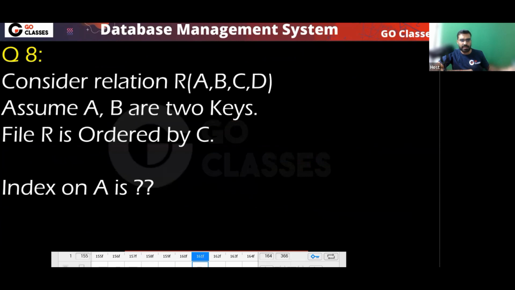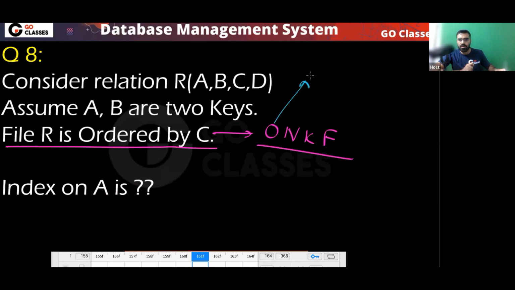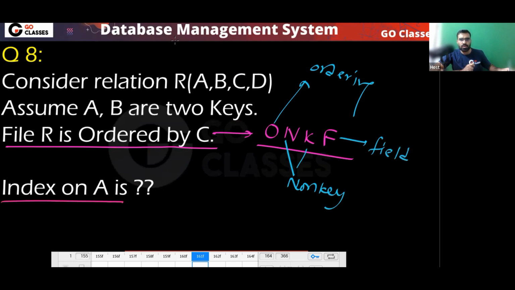Let's see question number 8. Every variation we will cover. Your file is ordered by C. So this C is an ordering non-key field, where ordering means sorted and non-key means it is not a key. Now if you create an index on A, then that will be a secondary index on key, right? Are your concepts becoming clear? Tell me, are your concepts becoming clear?